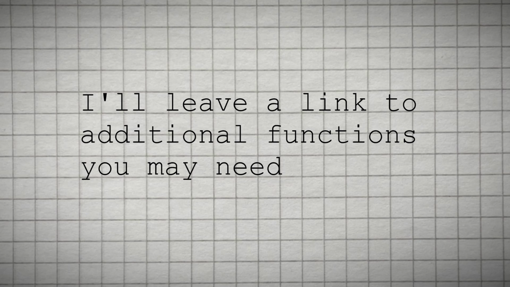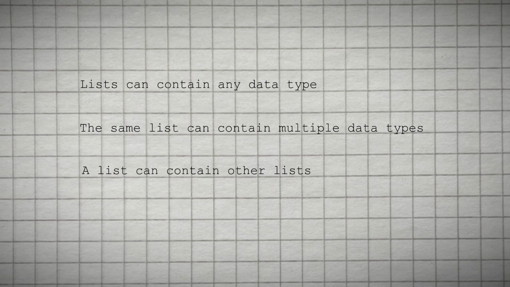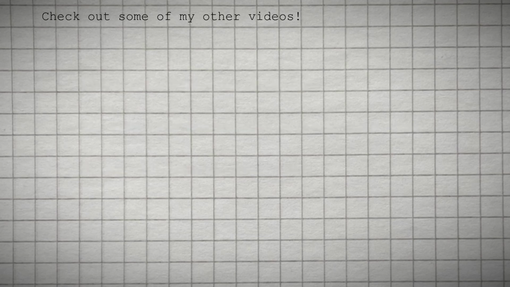In addition to those, remember these 3 facts about lists. They can contain any data type, the same list can have items of different data types, and a list can contain other lists. If you've reached this far, now you know how to make a list and manipulate it in various ways. Make sure to experiment with what you've learned by making basic programs that incorporate lists.